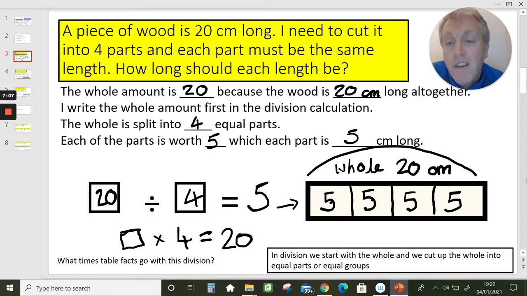How many 4s make 20? So the times table fact that goes with this is 5 times 4 is 20. Okay, so that's what I'm going to be expecting you to do.